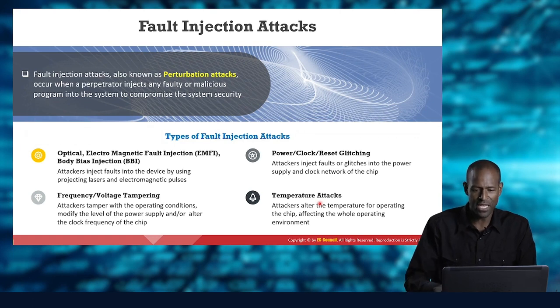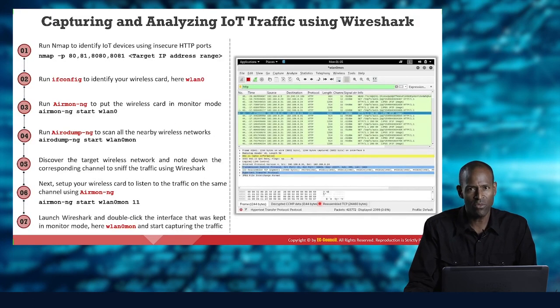So fault injection attacks. The next thing we look at then is, how do you capture this information? How do you know whether there is an attacker in your network scanning or doing something with IoT? One of the things you can do is you can use Nmap to identify IoT devices. This is one of the commands you can use, Nmap. See a little -p? That means I'm specifying ports. I'm specifying port 8081, 8080, 8081 against that target IP address.